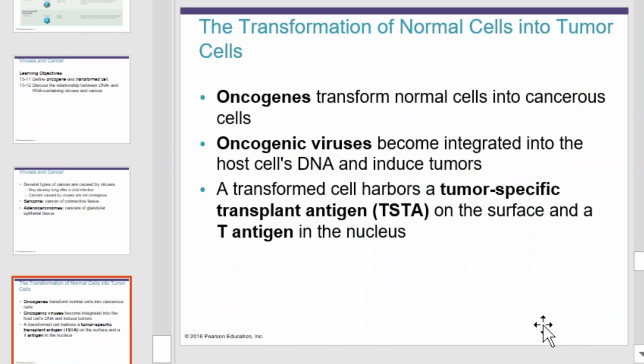The genes in question when speaking about cancer are our oncogenes. Oncogenes transform normal cells into cancerous cells. Oncogenic viruses can become integrated into a host cell's DNA and trigger the action of oncogenes, inducing tumors. A transformed cell can harbor a tumor-specific transplant antigen, or TSTA, on the surface and a T antigen in the nucleus.